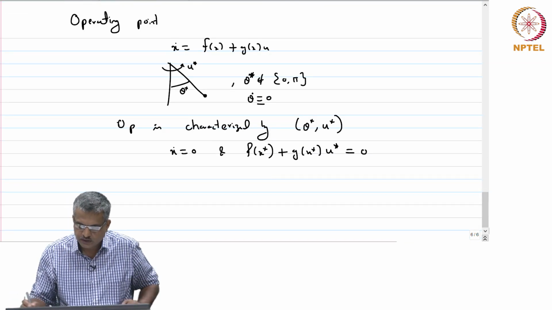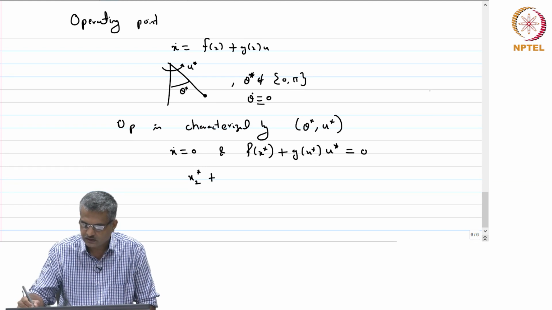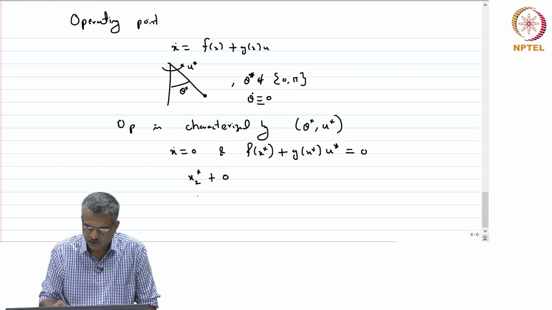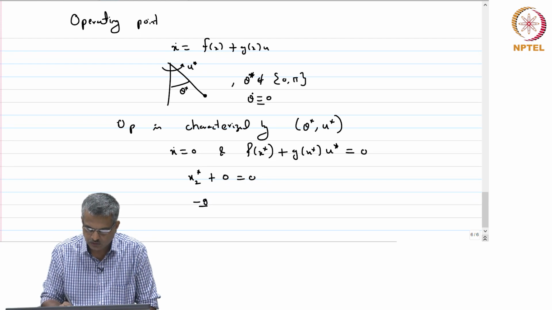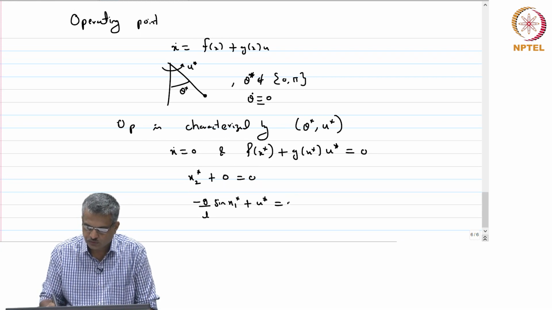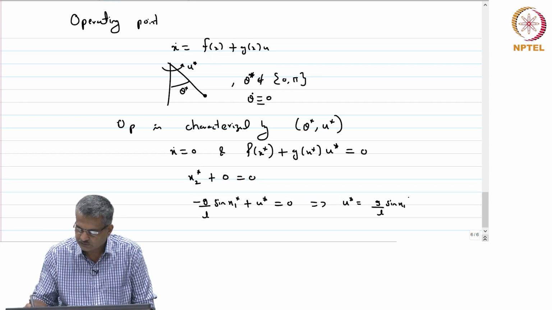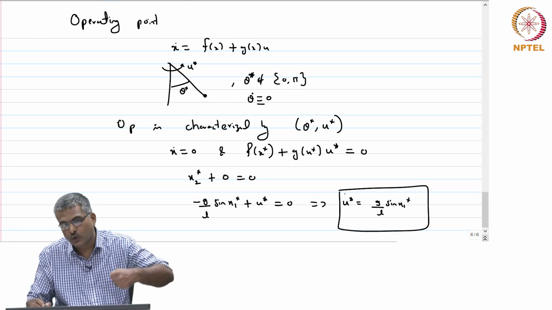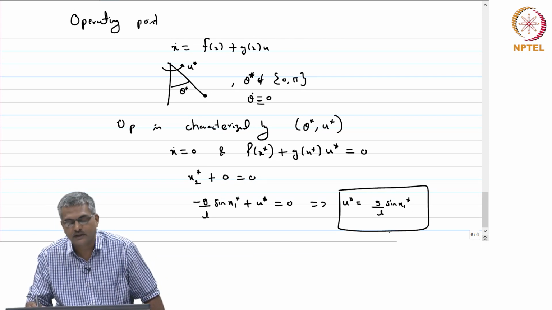What does this boil down to for the pendulum? You have x 2 star, plus g, which is 0 and 1. So there is 0 here. That tells us that the velocity has to be 0, and the second component is minus g by L sine of x 1 star, where x 1 star is nothing but theta star, plus u star equal to 0. So u star is nothing but g by L sine of x 1 star. This is precisely the effort required to hold the pendulum at an angle theta star. This torque compensates for the gravity.